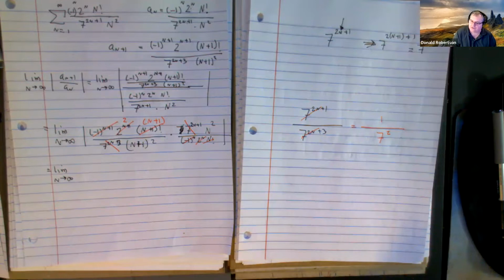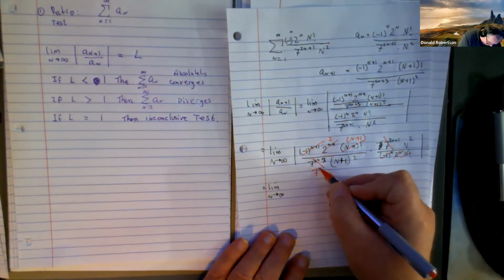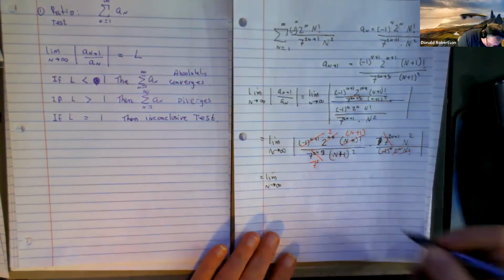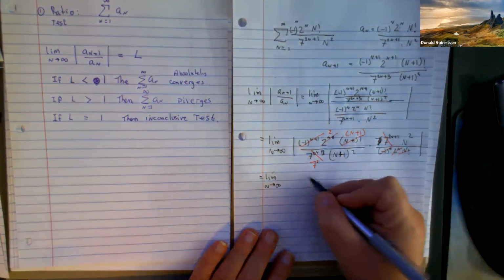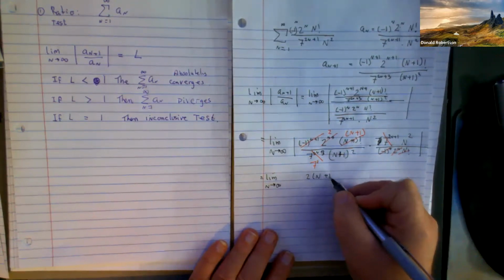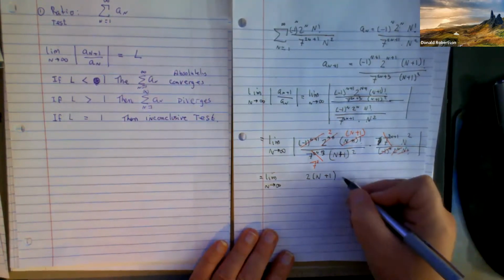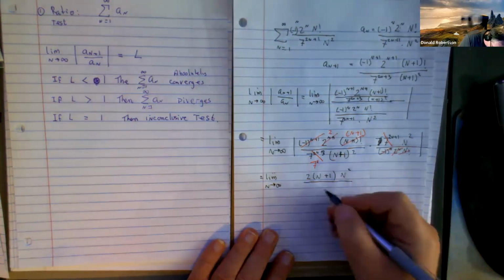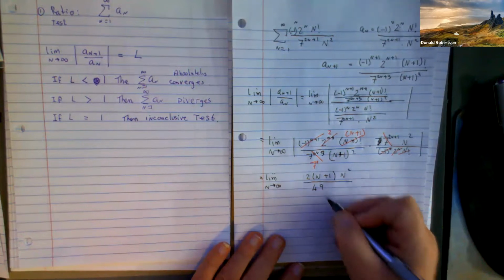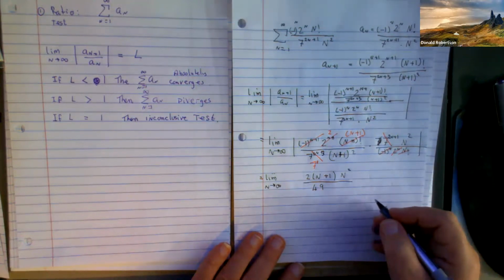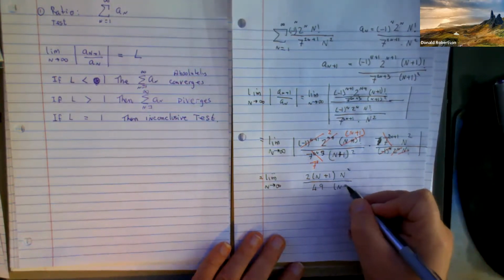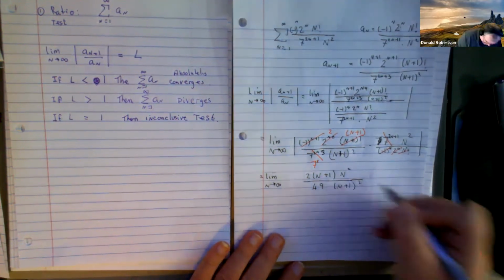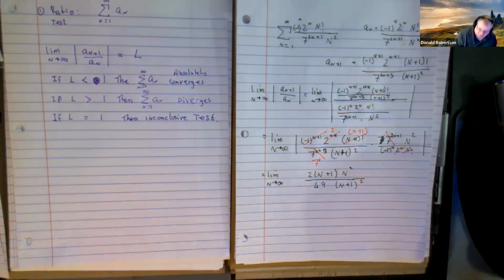It's the bigger of the two choices, which means that we now have a 7 squared on the bottom. And we don't need the absolute values and stuff anymore. So I have 2, I have n plus 1, I have an n squared. On the bottom, I've got 7 squared, which is what, 49. And I have an n plus 1 squared. Things looking good.